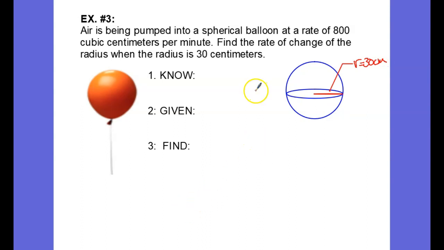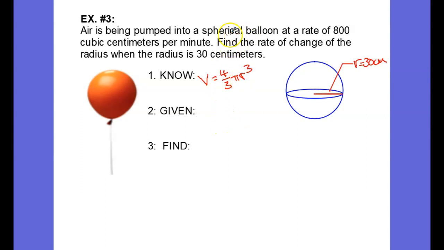Alright, next, let's think about what we know, what we're given, and what we need to find. So they tell us that air is being pumped into a spherical balloon, and so that means that the volume of the balloon is going to be changing. And we can find the volume of a sphere in terms of its radius. They've asked us to find the rate of change of the radius when it's equal to 30 centimeters. So let's start with the volume formula for a sphere. So V is equal to 4/3 pi r cubed.